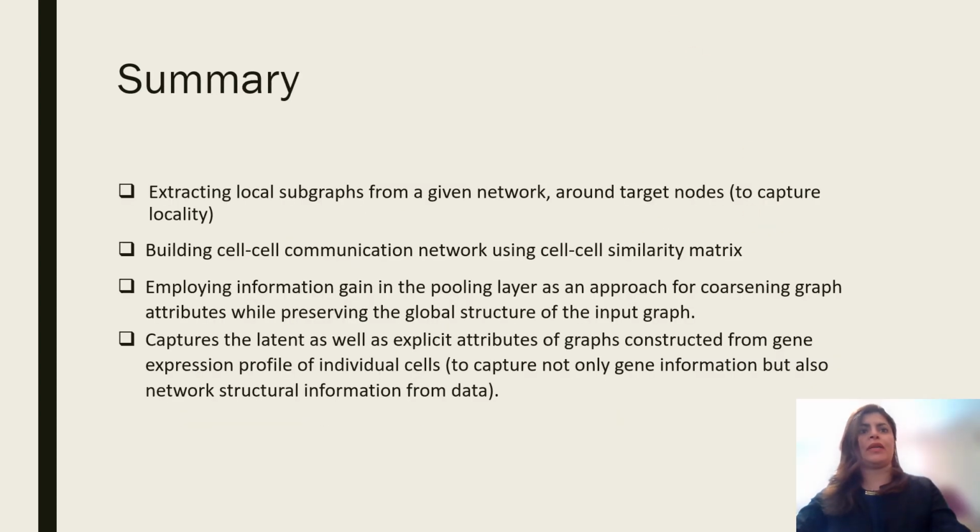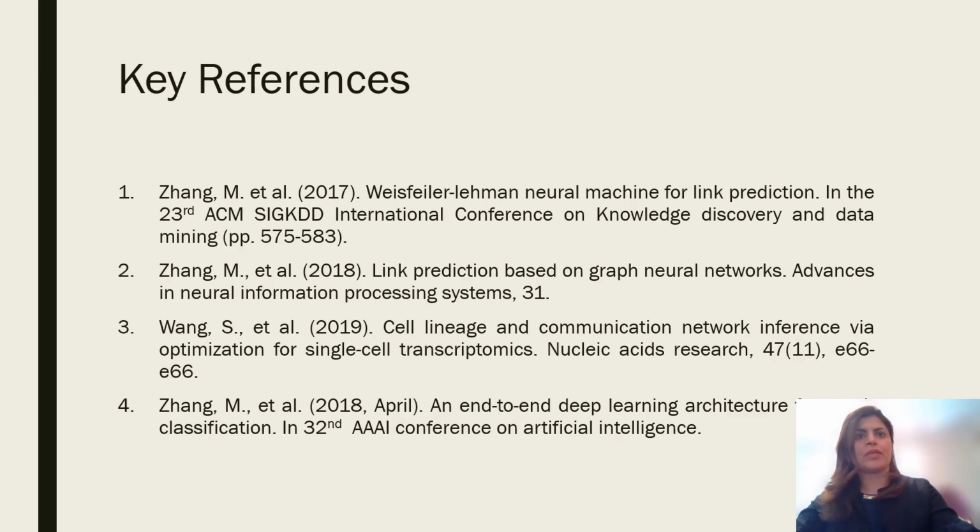In brief, the key idea used in this work is extracting a local subgraph from a given network around the target nodes to capture locality, and we also build cell-cell communication using cell-cell similarity metrics. We employ information gain in the pooling layer as an approach for coarsening the graph attributes while preserving the global structure of the input graph. And we also capture the latent as well as explicit features of the graph constructed from the gene expression profile of individual cells. The key references used in this study are as follows.